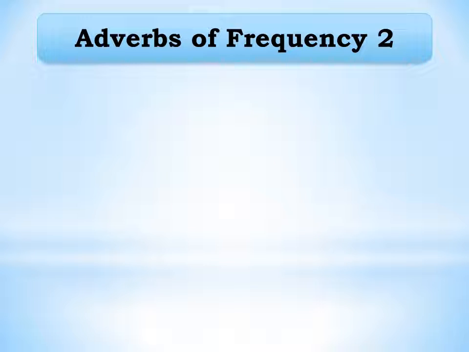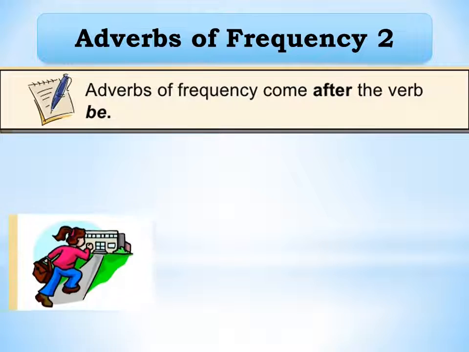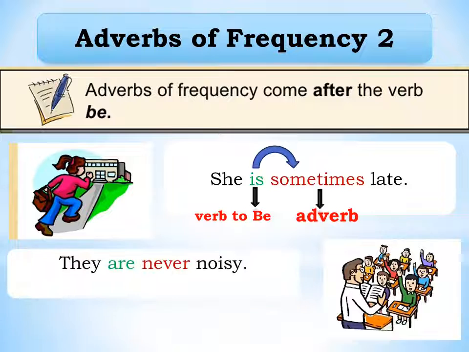What is the position of an adverb of frequency? Adverbs of frequency come after the verb to be. Look at the first sentence. She is sometimes late. The adverb is after the verb because we have the verb to be in the sentence. The second sentence, they are never noisy. So the adverb is after the verb because it is the verb to be.